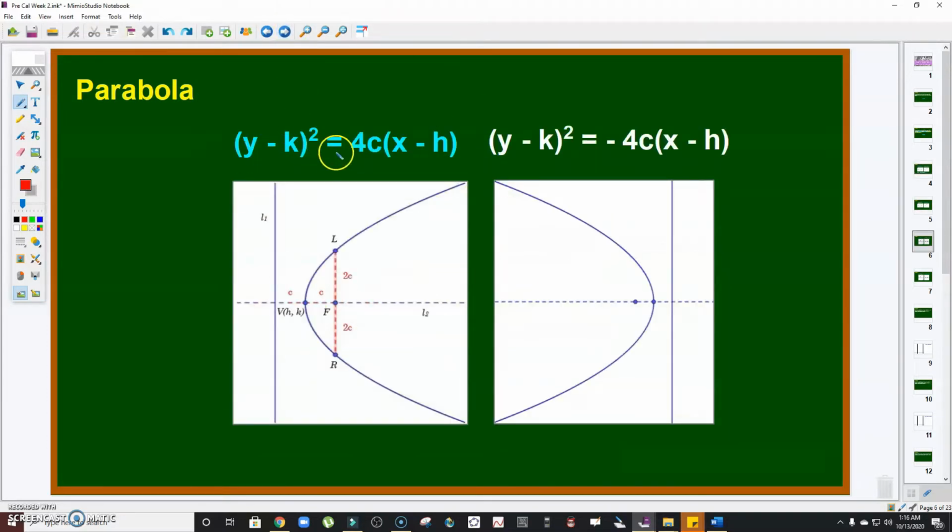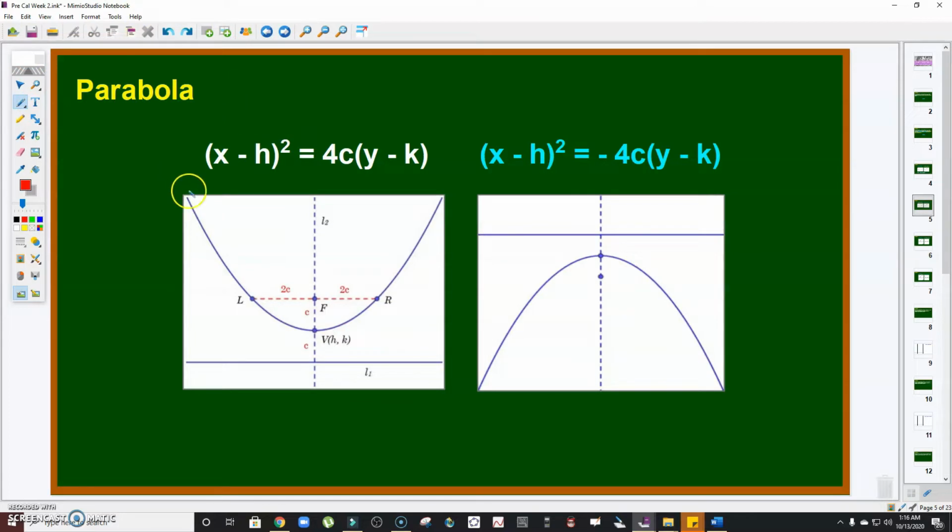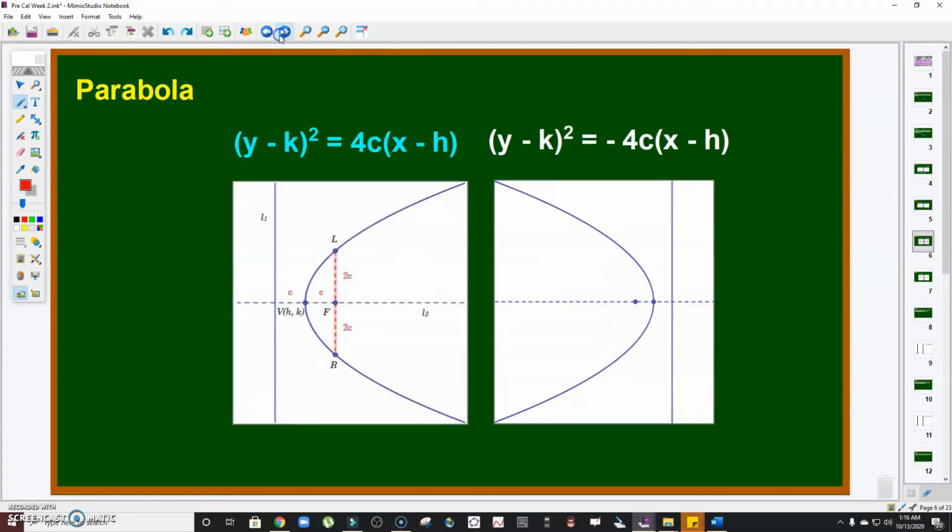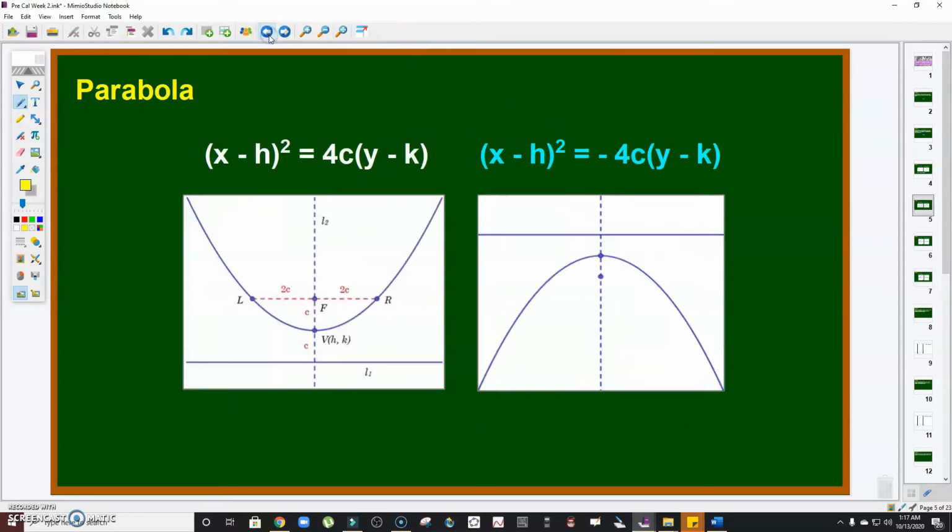Next. As I said earlier, here you will see a parabola that opens either to the right or to the left. As I emphasized earlier, when the parabola opens upward, the x is squared, or downward, the x is squared. However, if the y is squared, it's either opening to the right or to the left. When does it open to the right? If 4c is positive. If negative, that's a parabola that will open to the left. Clear? Okay, again, let's go back.